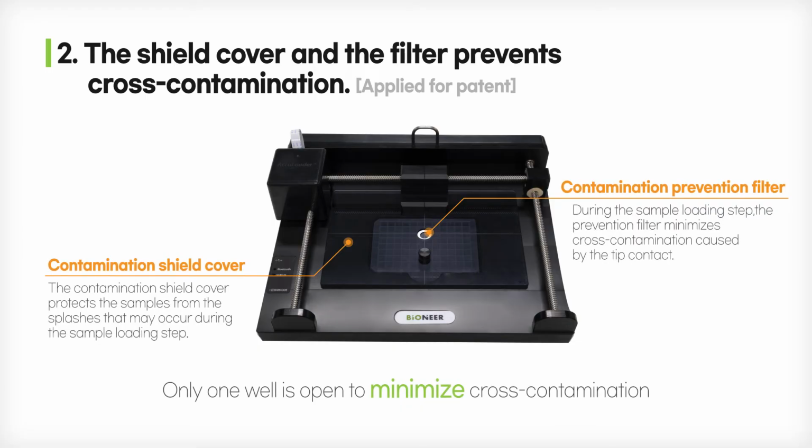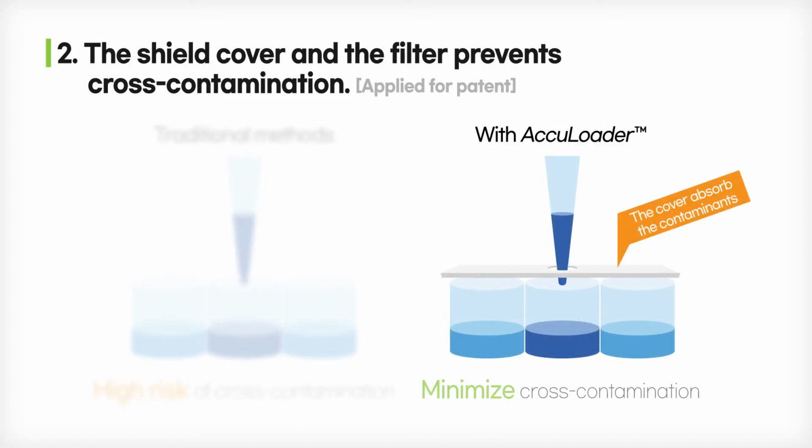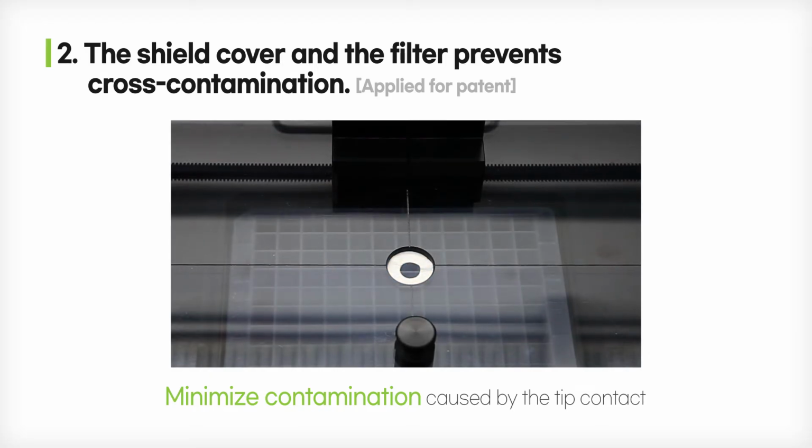Additionally, AccuLoader can prevent cross-contamination among the samples with its shield cover and filter. AccuLoader covers all the wells except for the one for the loading. While the conventional methods pose a high risk of cross-contamination, AccuLoader has a contamination shield cover to minimize the risk. Its contamination prevention filter can also minimize the risk of contamination caused by the tip contact.